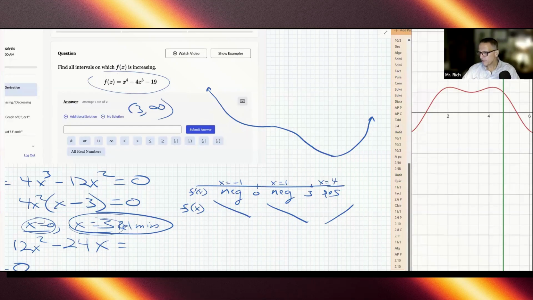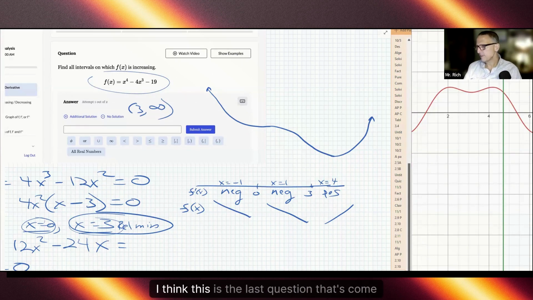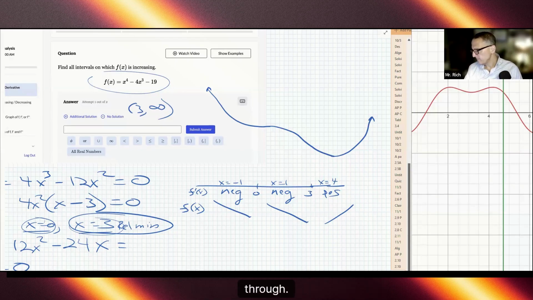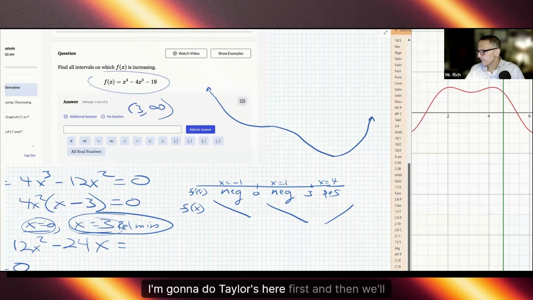Okay, we got another one. Avery, if you're still with us, send another pre-calc. We'll have time. I think this is the last question that's come through. No, Bella sent one. There you go, Bella, way to go. But I'm going to do Taylor's here first, and then we'll get to Bella.